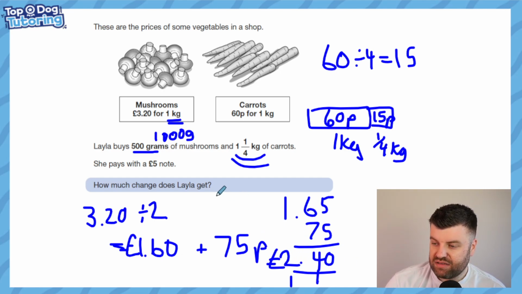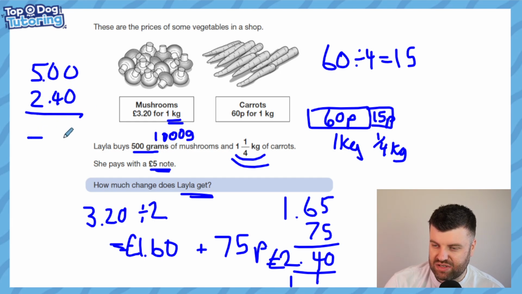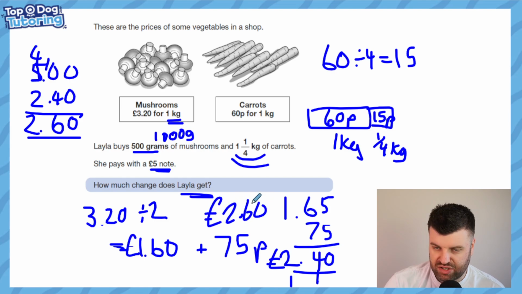We've spent £2.40 and Layla pays with a £5 note. So the last thing we have to do is £5, take away the £2.40 that the items cost. 0 take away 4, we're going to do some exchanging. 60p, and then in the pounds column we've got 2, and the answer is £2.60 change.